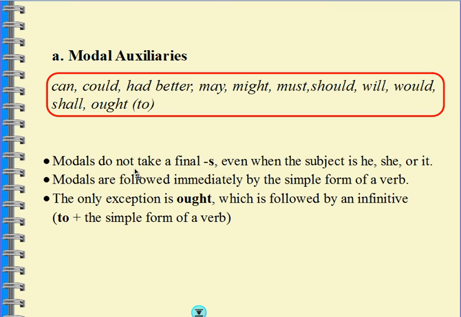Modals do not take a final S, even when the subject is he, she, or it. That is, we cannot say he cans. Modals are followed immediately by the simple form of a verb. For example, he can play. The only exception is ought, which is followed by an infinitive to plus the simple form of a verb.